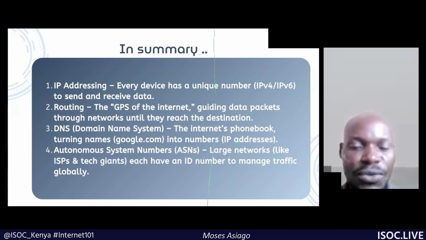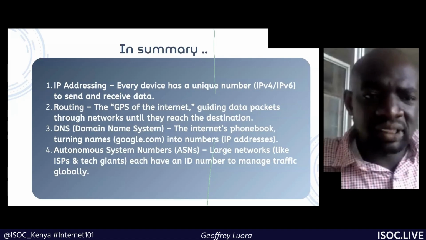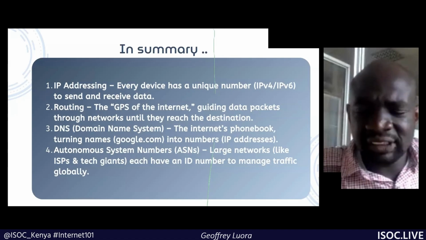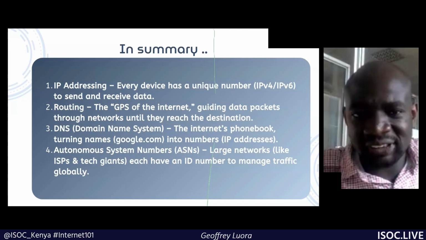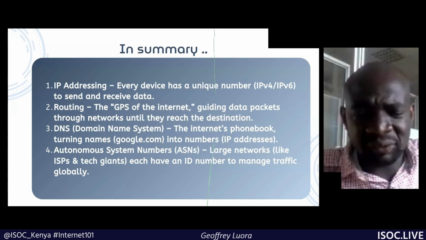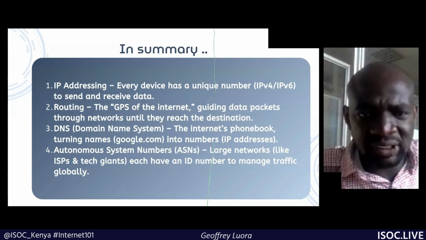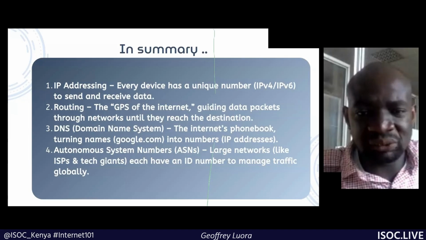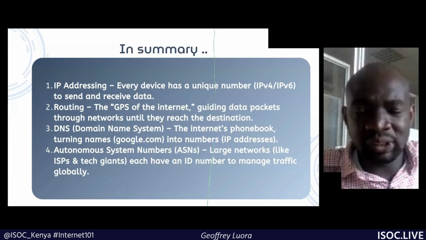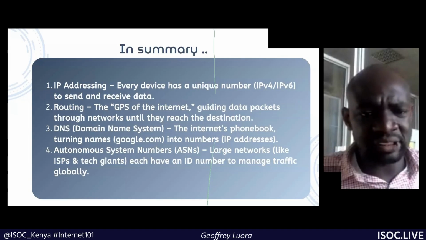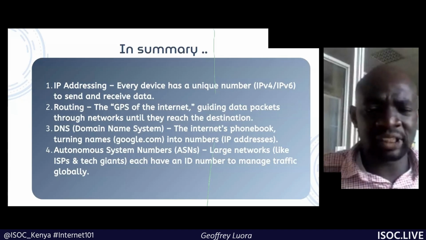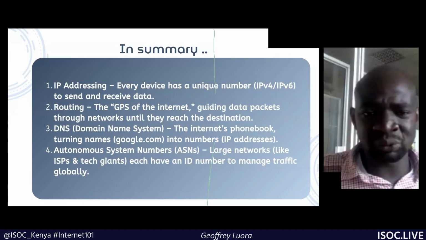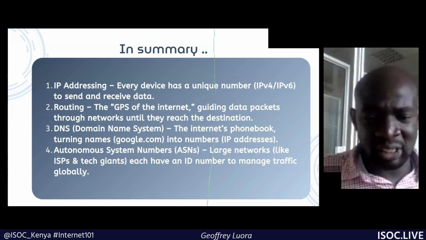So maybe, Geoffrey, you can touch on the summary. To summarize, every device on the internet will need a unique IP address. For this IP address to be reachable, there needs to be routing. So there'll be something like GPS: how do we get to these destinations? The IP addresses will need to be translated, so there needs to be a DNS to translate domain names to IP addresses so that we don't have to keep a memory of many numbers.